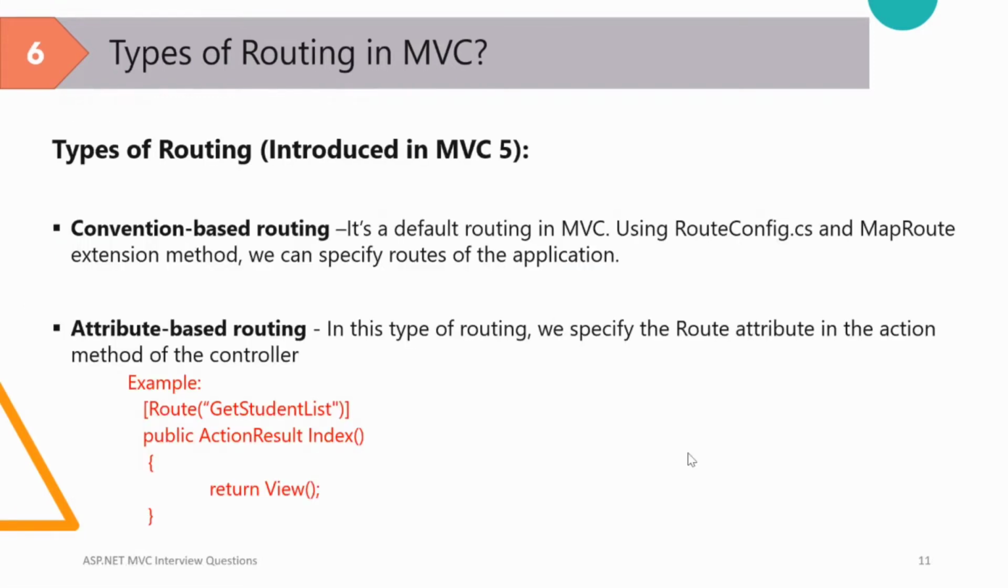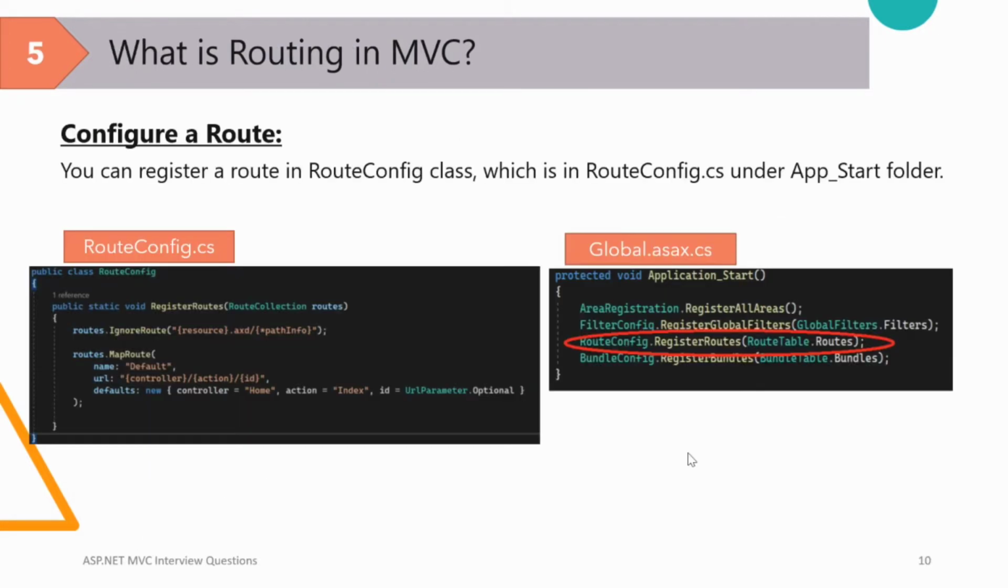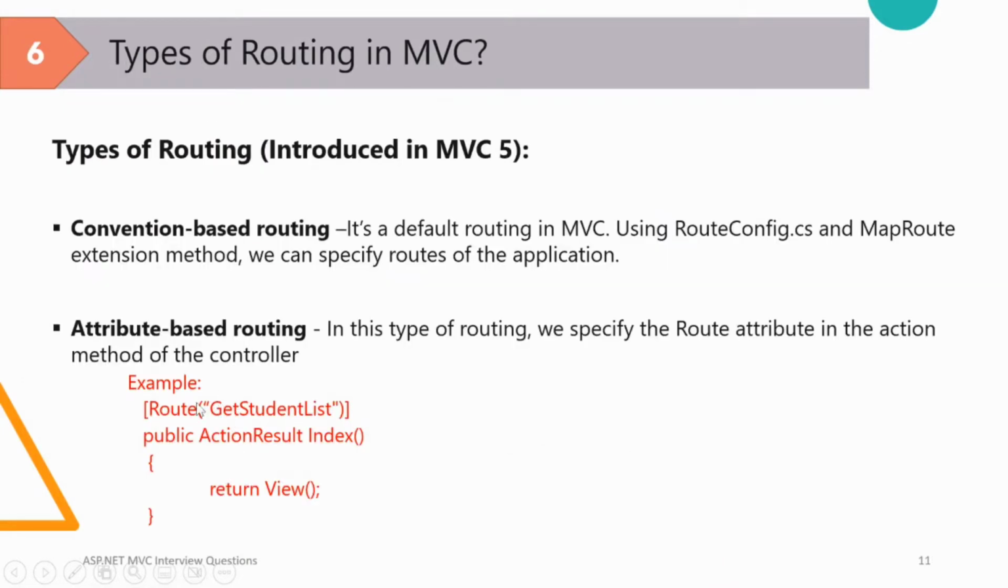Next, what are the types of routing in MVC? There are two types of routing in MVC: convention-based routing and attribute-based routing. Convention-based routing is the default routing in MVC. In this type of routing, we configure the routes in the RouteConfig.cs file, like I said before. This way of routing is called convention-based routing. Next, in attribute-based routing, we specify the Route attribute on the action method of the controller, like this.